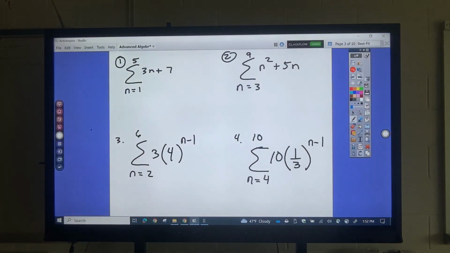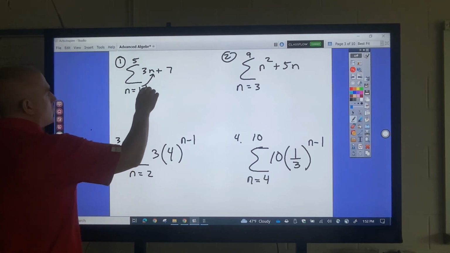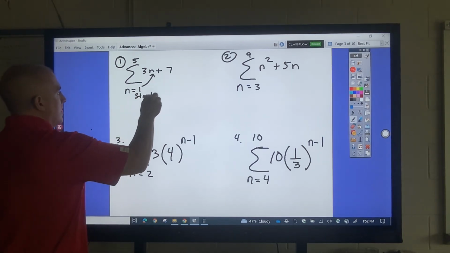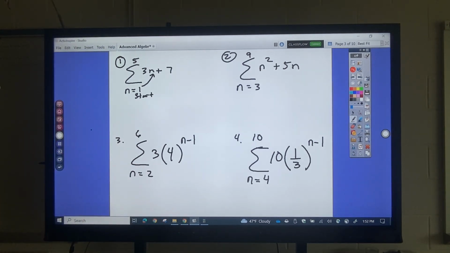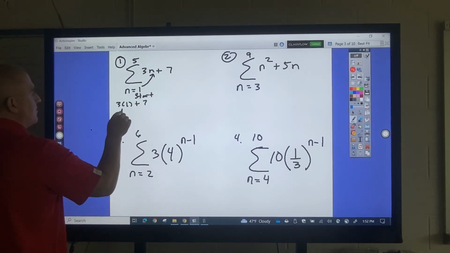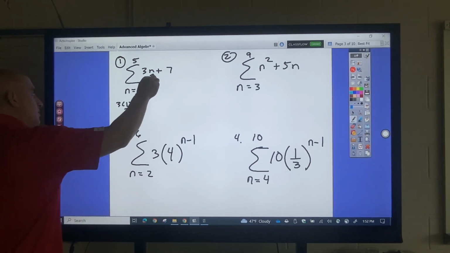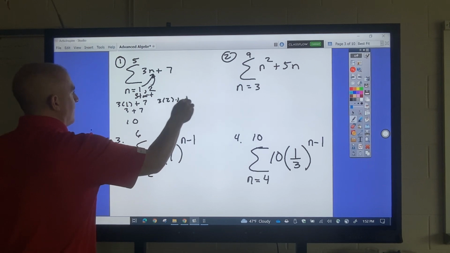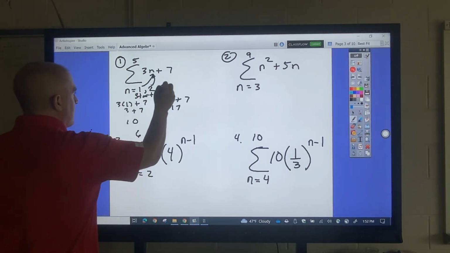Now let's talk about sigma notation. The concept behind sigma notation is this is my starting value, so I'm going to start substituting in here. I'm going to show you how this works by hand, but I'm also going to show you how you do it in the calculator. So this means 3 times 1 plus 7, that's 3 plus 7, which is 10. Then I go to 2 and substitute 2 in there. 3 times 2 plus 7, that'd be 6 plus 7, which is 13. Then I go to 3.